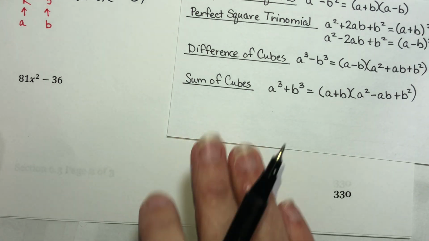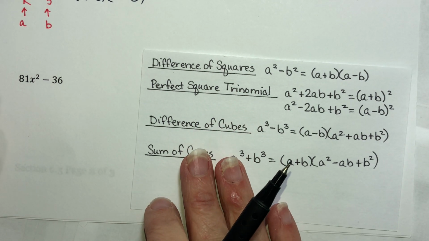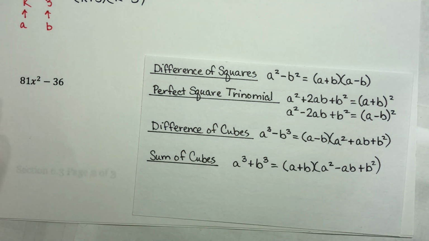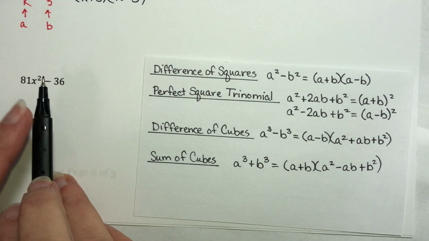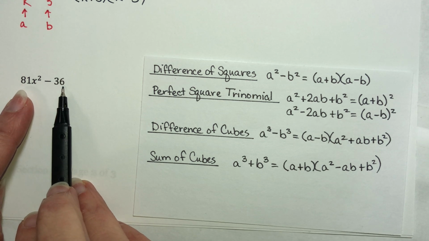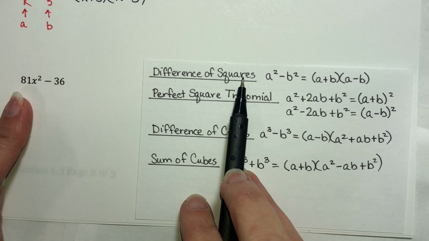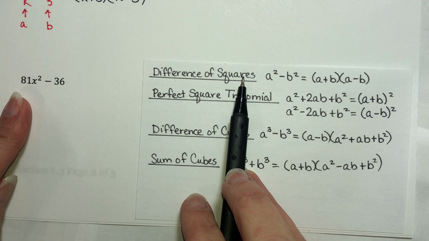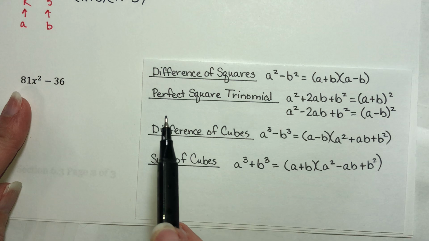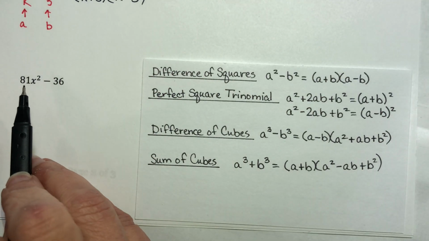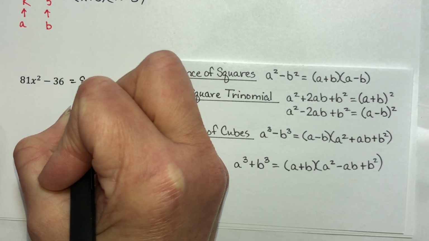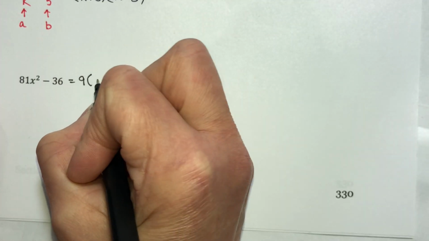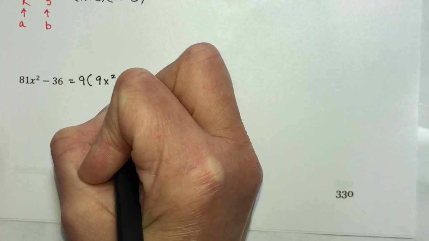Okay, so let's try 81x squared minus 36. Our first step is to factor out a GCF. Now you might notice here that we have 2 terms with a minus sign, and these are both perfect square numbers. You could do difference of squares first, but then you're going to have to factor out numbers at the end. It's really much easier if you factor out the GCF first. If you look at 81 and 36, both of these numbers are divisible by 9. So let's factor out that 9. That will give me 9x squared minus 4.